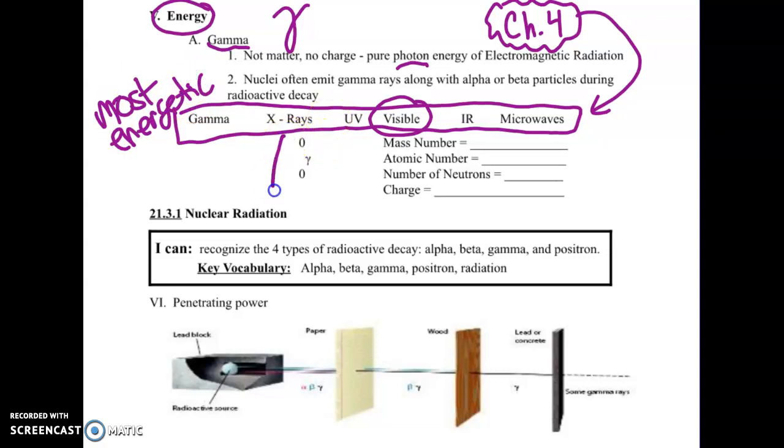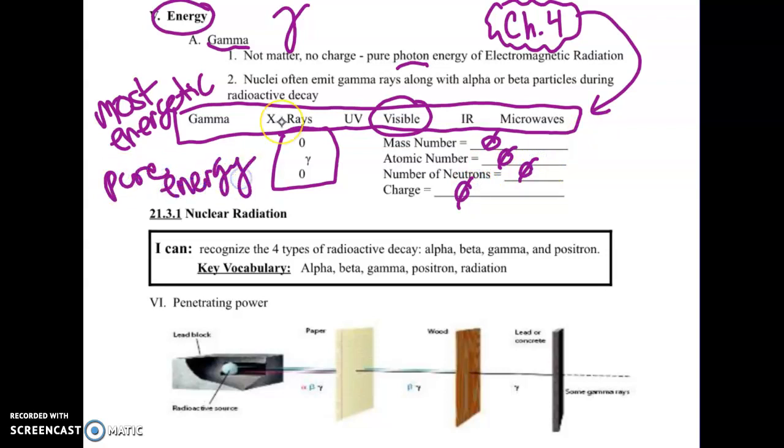So let's look at our symbol of what the gamma radiation looks like. The mass is 0. It does not matter. The atomic number is 0. It has no charge. There are no neutrons. It is pure energy.